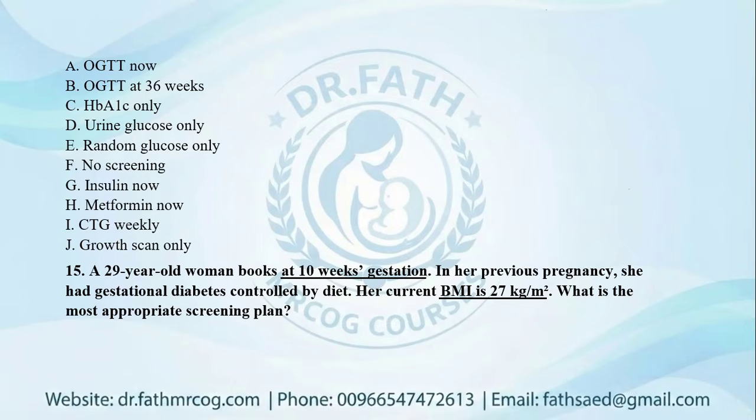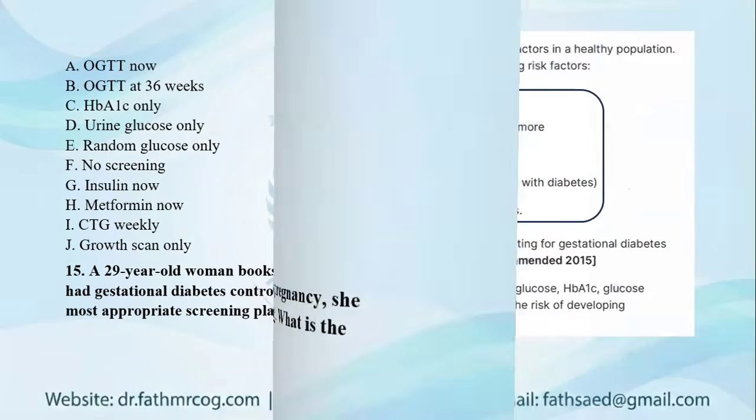A 29-year-old woman books at 10 weeks gestation. In her previous pregnancy, she had gestational diabetes controlled by diet. Her current BMI is 27 kg per square meter. What is the most appropriate screening plan? She had GDM in her previous pregnancy, and now she comes to you at 10 weeks for booking. What will you do here? OGTT on booking. Yes, correct.